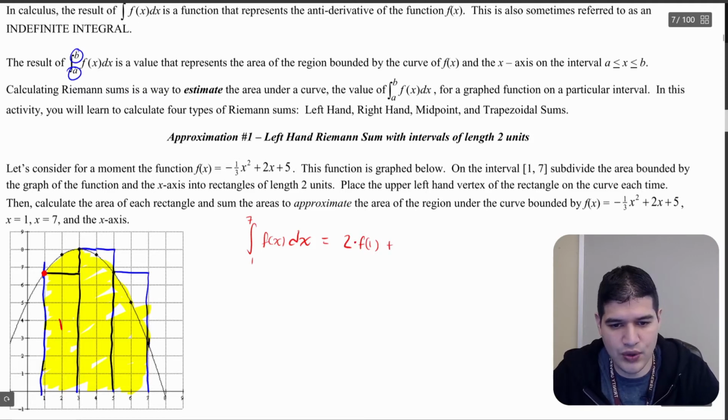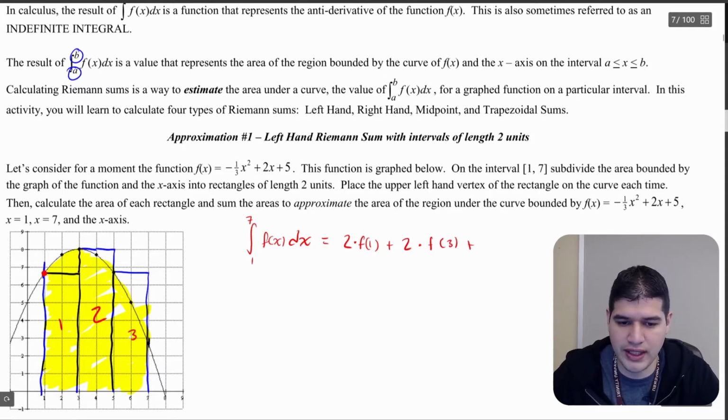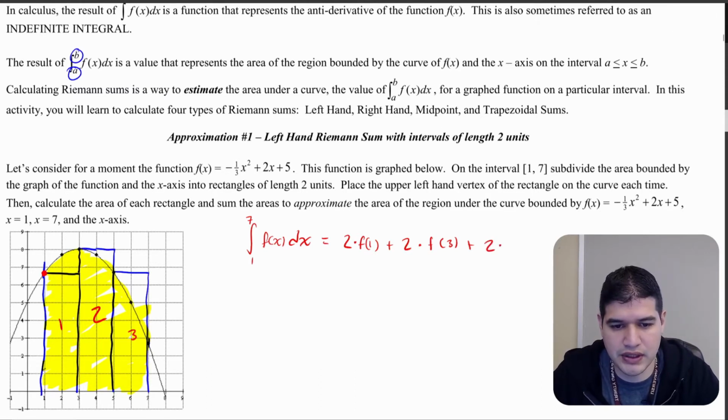Now in rectangle 2, I have a base of 2, and I'm going to multiply that by the height. I can see that that's 8, but I'm just going to write here f of 3. And then finally in our third rectangle, I have a base of 2 again, and my height is going to be f of 5. And that's going to find all of our rectangles.